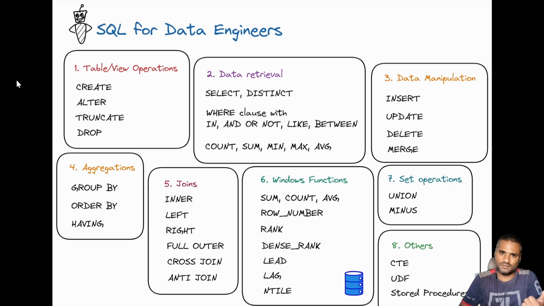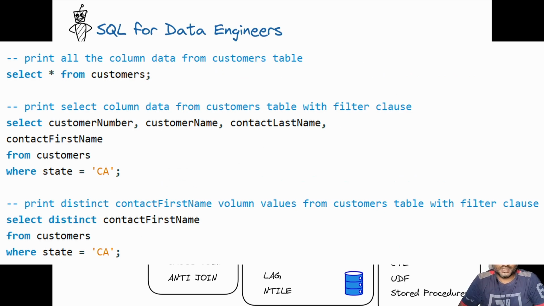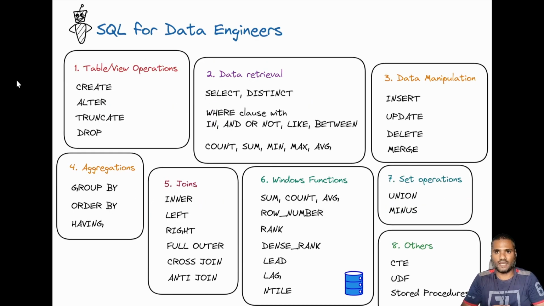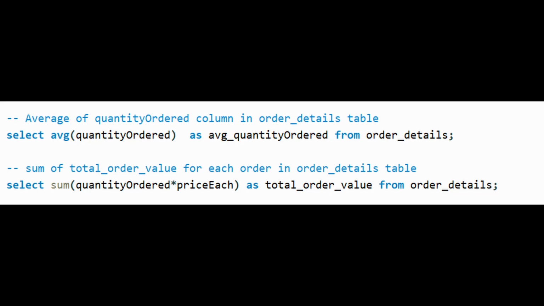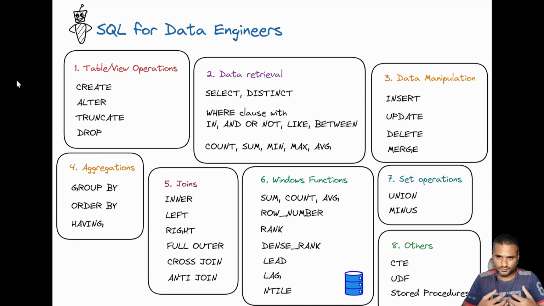The next one is data retrieval, and the select statement is like a print statement in our programming language, where if we want to retrieve the data and display it on the screen, we can use the select statement. We have the where clause with the select statement where we can filter out the data and display only the particular set of data that we want. And we have aggregation functions like count, minimum, maximum, sum and average to provide certain metrics of a particular column within the select statement itself.